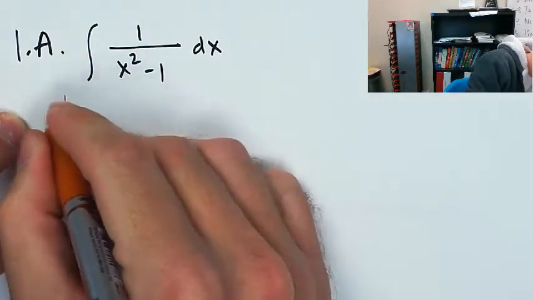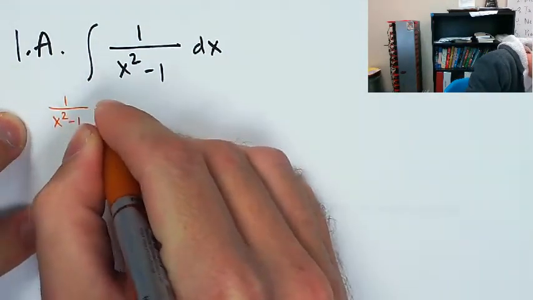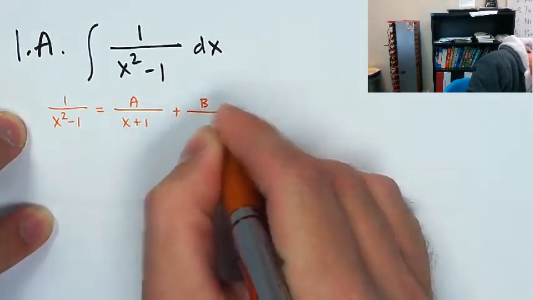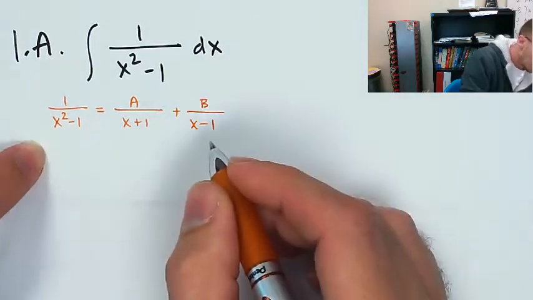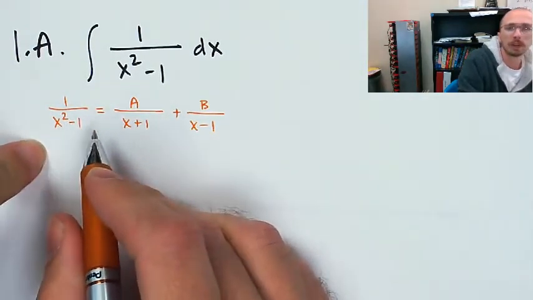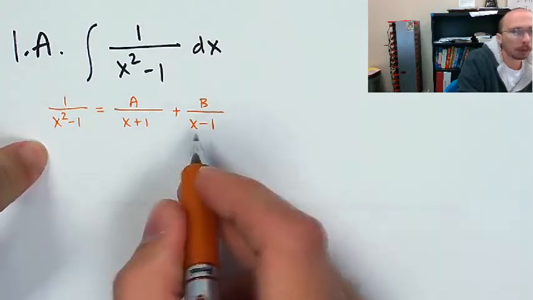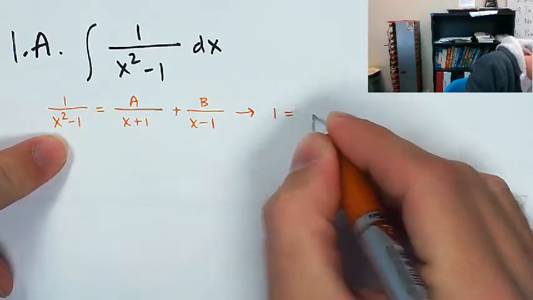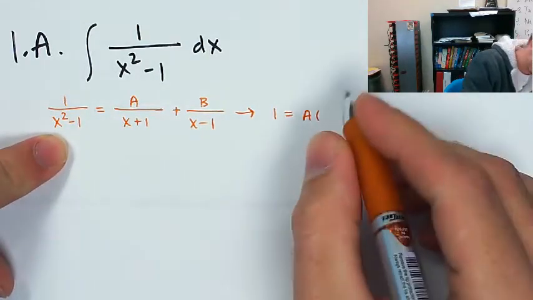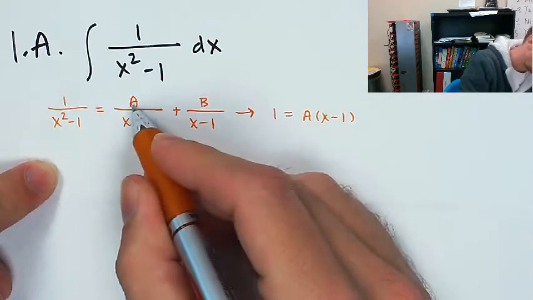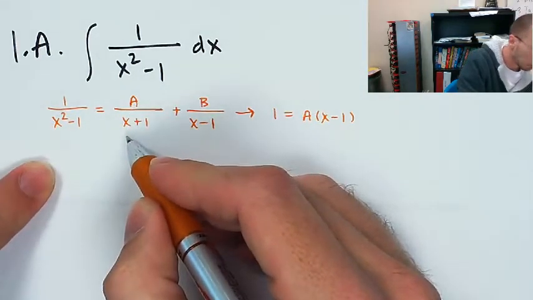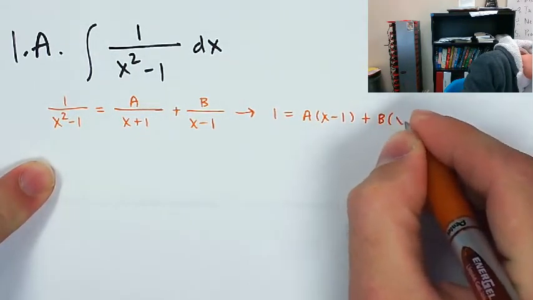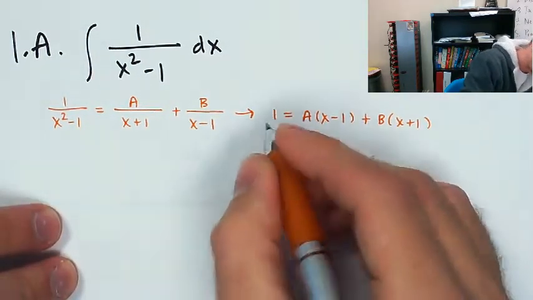So I'm going to break this down. 1 over x squared minus 1 is equal to some number over x plus 1 plus some other number divided by x minus 1. Okay. I'm going to multiply both sides of the equation by x squared minus 1, or by both of these factors. It's the same thing. And that's going to give me 1 equaling a times x minus 1, because when I multiply this fraction by x plus 1 and x minus 1, the x plus 1s will cancel. I'll be left with x minus 1, and b times x plus 1.